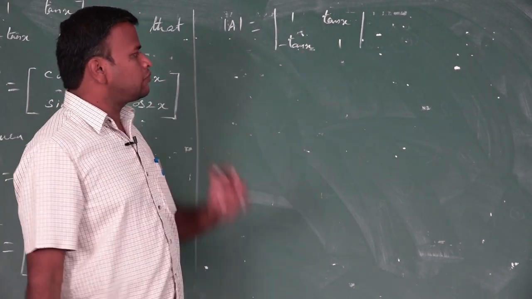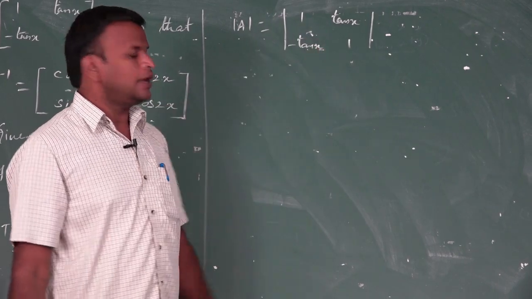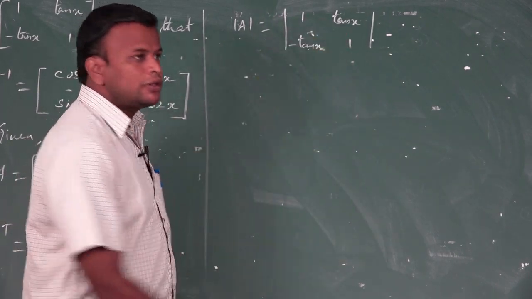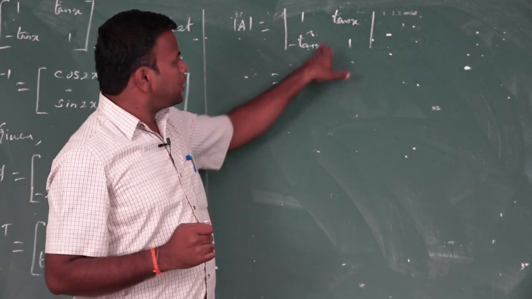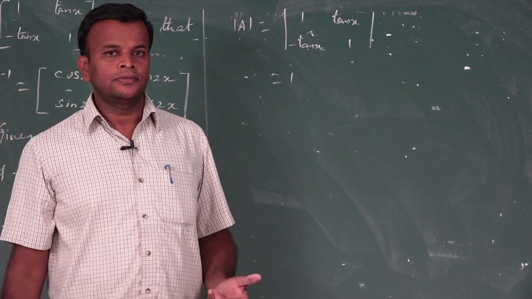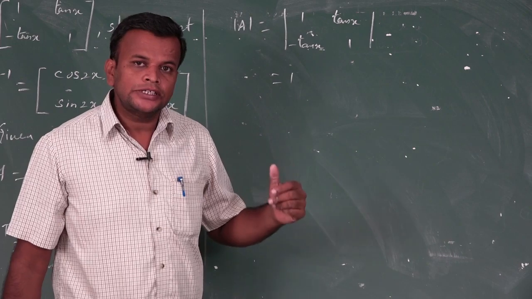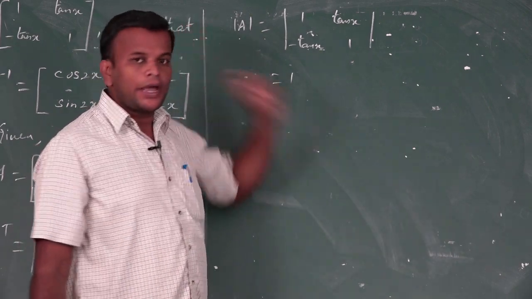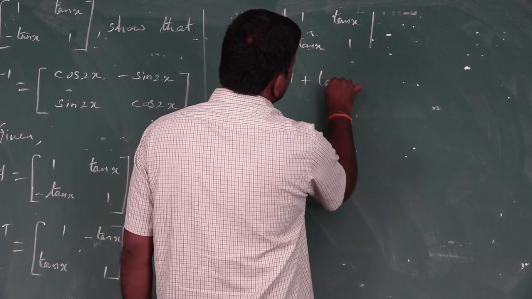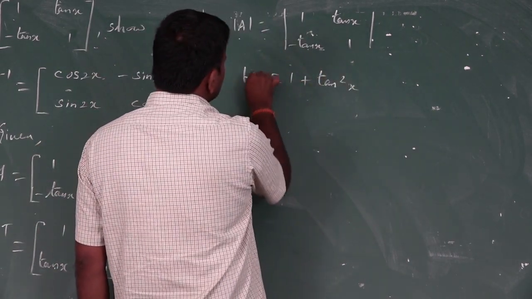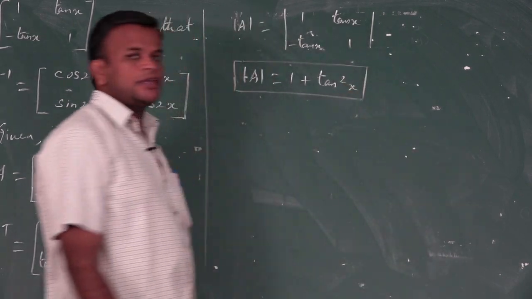So how to find the determinant value? The first step is we multiply the leading diagonal elements: 1 into 1, 1 ones are 1. The next step, we multiply the remaining two elements with a minus sign. Already there is minus, tan x into tan x, so minus tan square x. We also put one minus, so minus and minus is plus. So 1 plus tan square x is the value of determinant A.